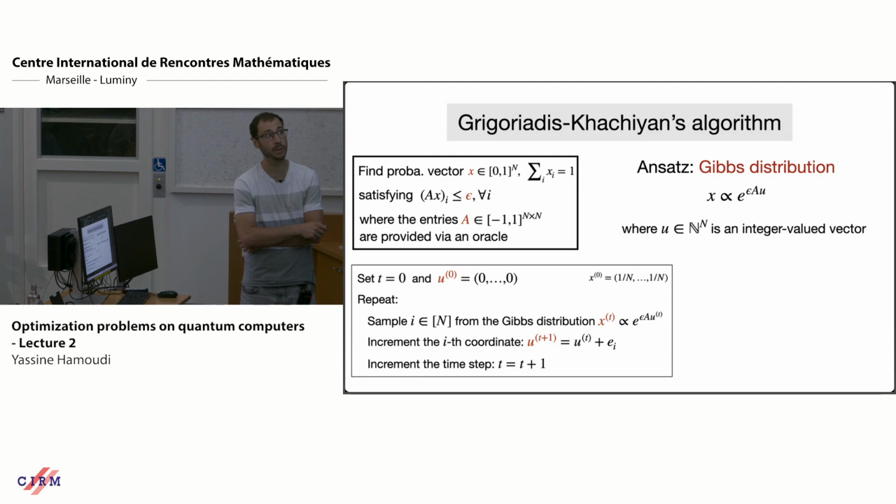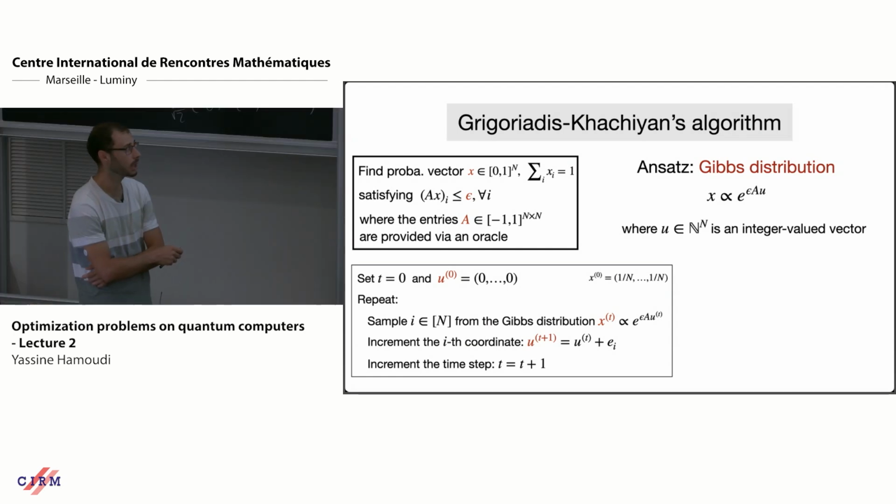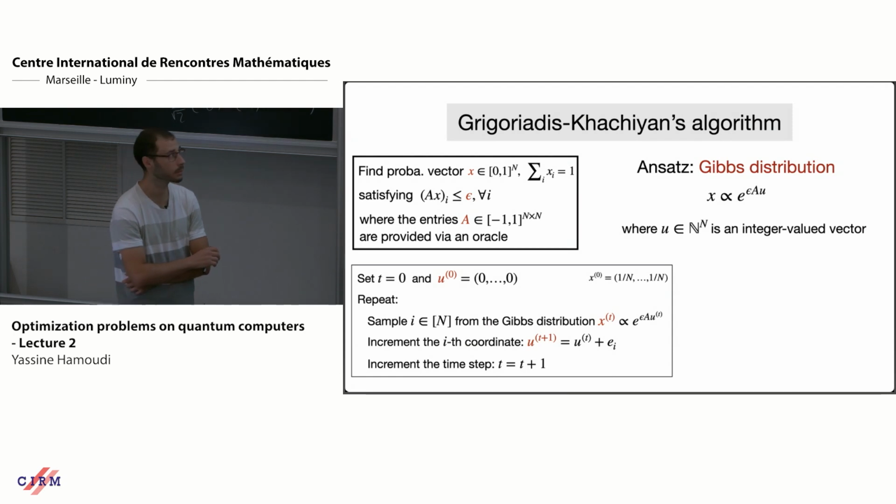Now we repeat the following process. We sample one index, so one row of the matrix A, by using the current Gibbs distribution. Okay, so you set up the distribution, sample a vertex, you obtain a random outcome, and what you do is you update the vector U by doing +1 on the highest coordinate. So you increment one coordinate of U, and you increment the time step. Okay, so it's extremely simple.